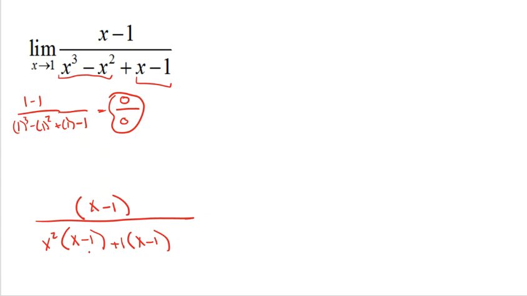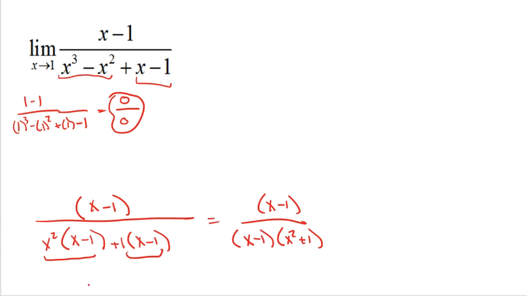If you don't believe me, just distribute to see that you do get an x cubed minus x squared plus x minus 1. But then I can keep factoring because I noticed that both terms in the denominator have an x minus 1 that I could factor out, leaving behind x squared plus 1. So that's factor by grouping. Hopefully you remember that. And then once again, I see the same factor, x minus 1 on top and bottom. That factor can cancel or reduce to a 1. Anything divided by itself is 1. So I get 1 over x squared plus 1.